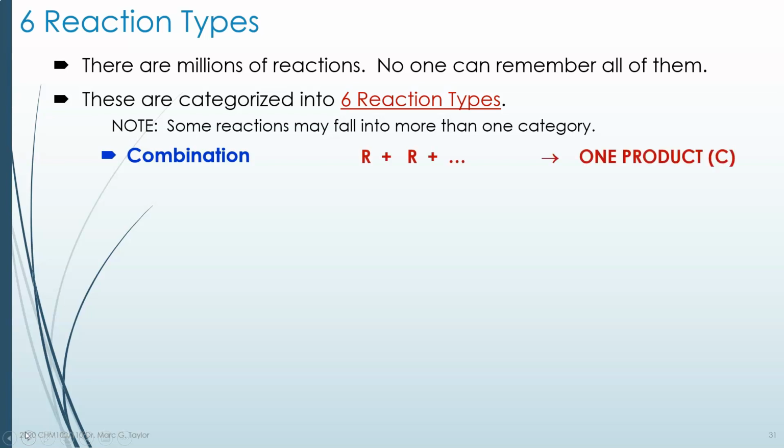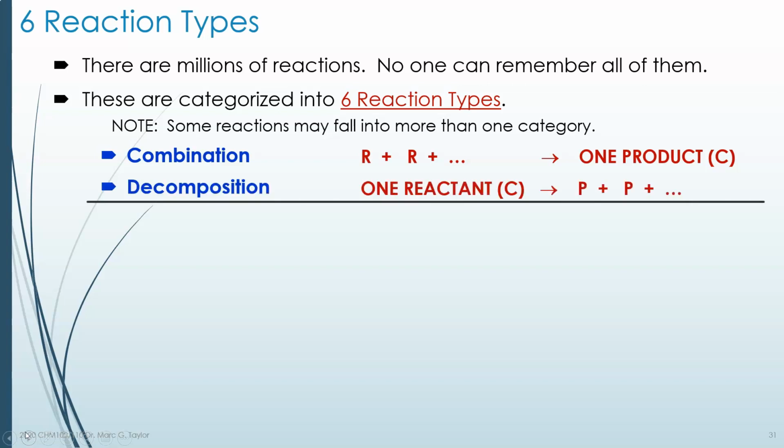So we have combination. This is the first one. And a combination, also known as synthesis, is very easy to spot. If you start with more than one reactant and you end up with exactly one product, that's a combination reaction. You have combined reactants to form a product.